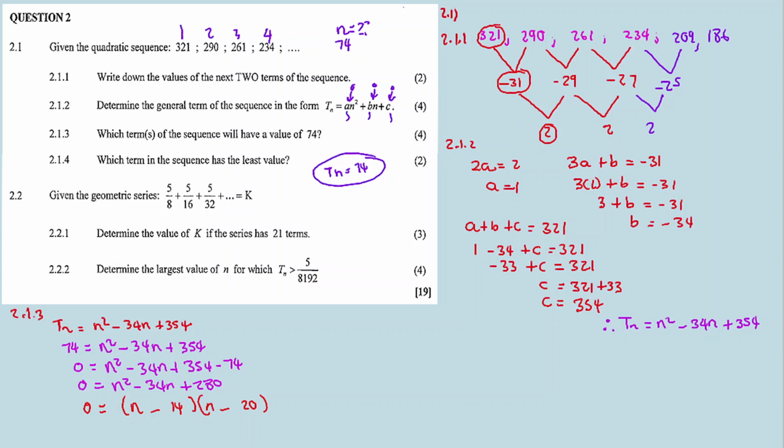Now my factors are minus 14 and minus 20. Since minus 14 multiplied by minus 20 you get positive 280, and then minus 20 added to minus 14 you get negative 34. So that's the logic if you use the factoring method. So my roots are n equal to 14 or n equal to 20.